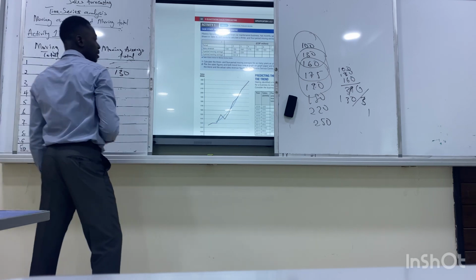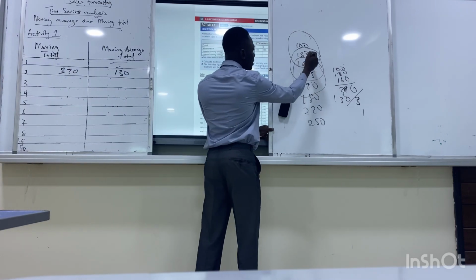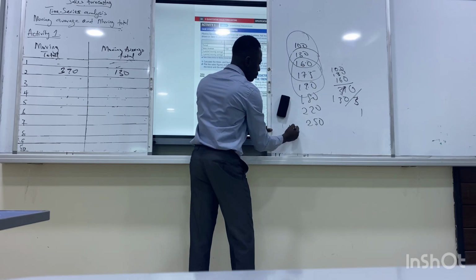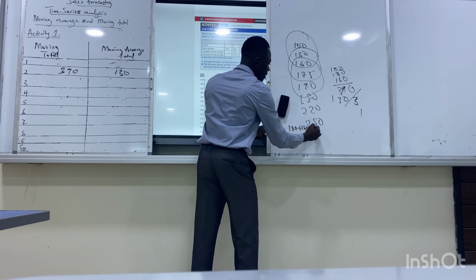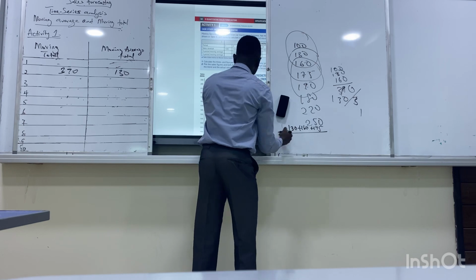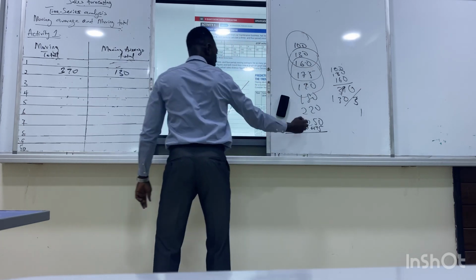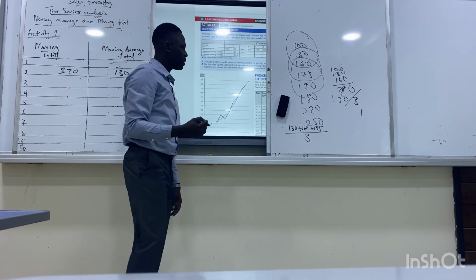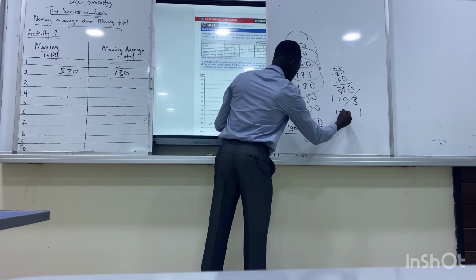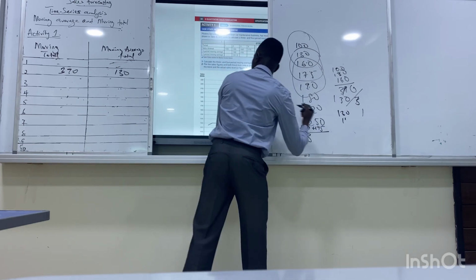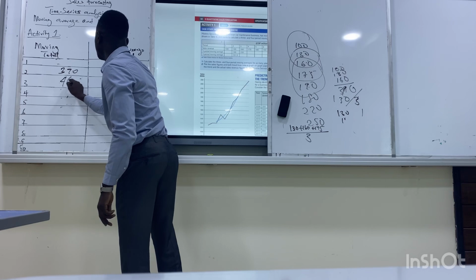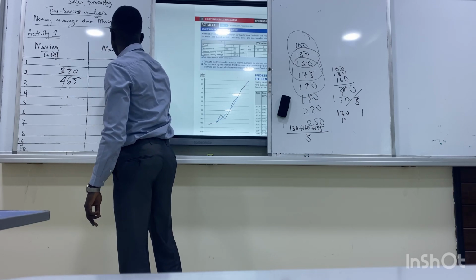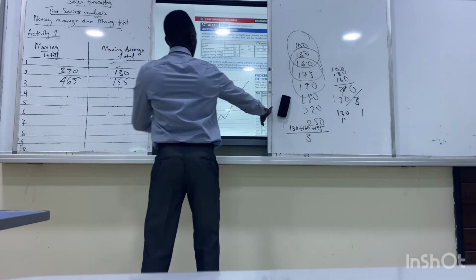Then the next one, we have 130 plus 160 plus 175. The total is our moving total. Then the average is going to be our moving average. So what's that? The total is 465, and the average is 465 divided by 3, which is 155.